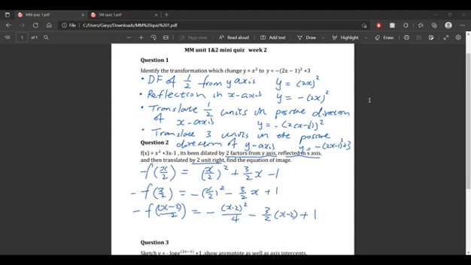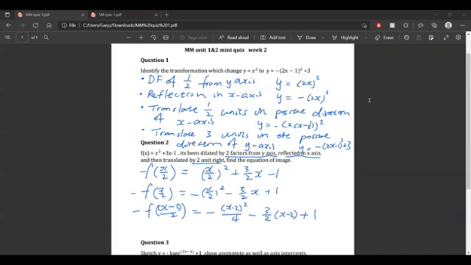For my approach, I decided to first dilate this function by a factor of a half from the y-axis. Remember, when we're dilating by a factor of something from the y-axis, it's always its reciprocal. So a half reciprocal is 2. So y equals x squared becomes y equals (2x) squared. Next, I decided to do a reflection in the x-axis, which just adds a negative sign to the front. So we get y equals negative (2x) squared.